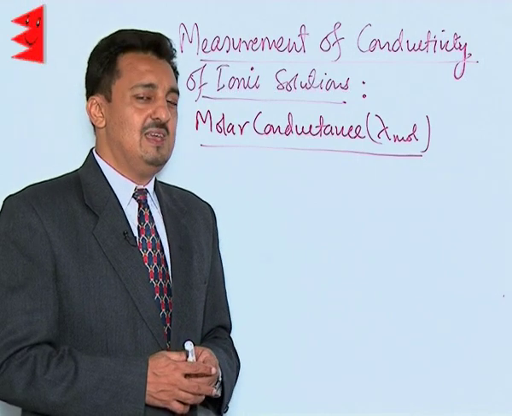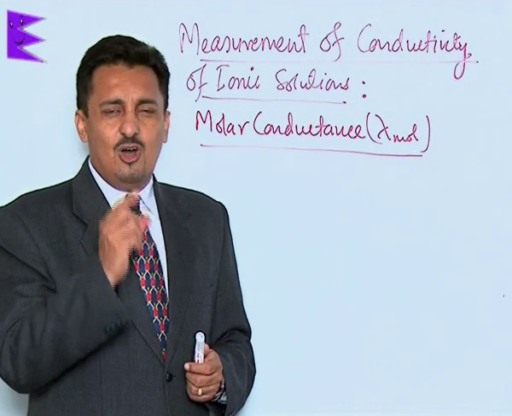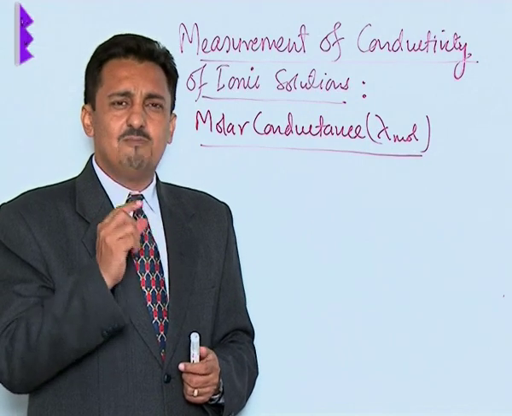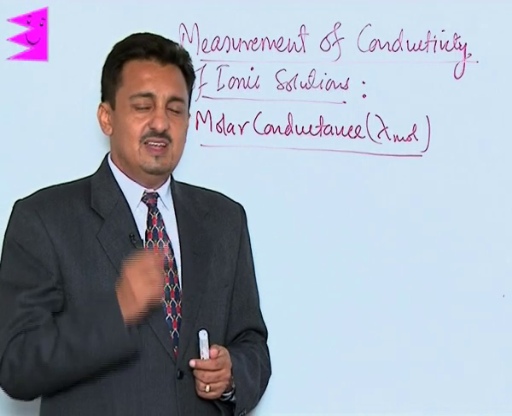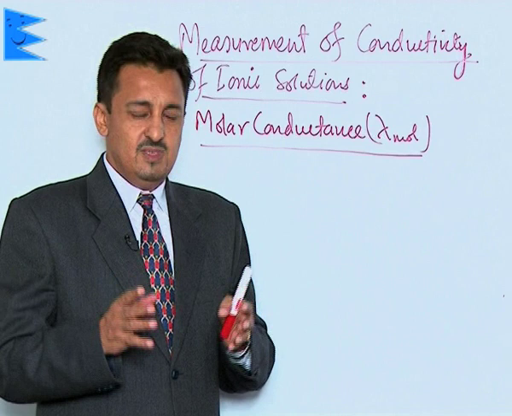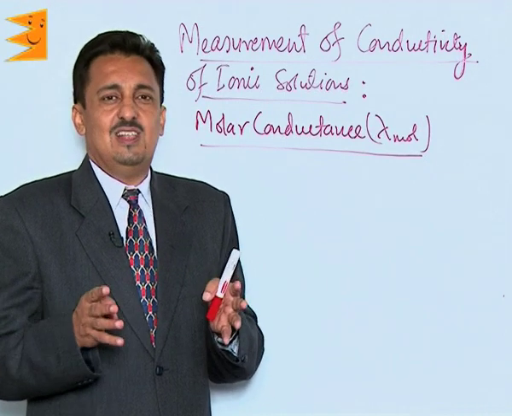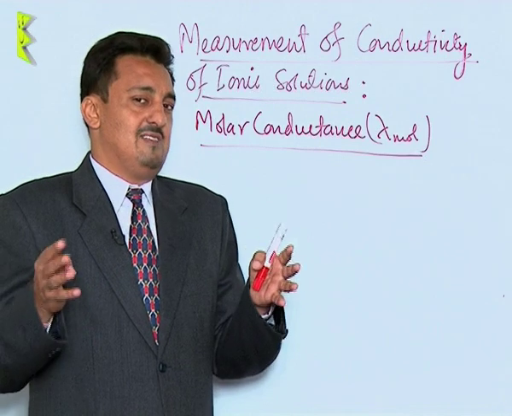So what is molar conductance? It is the conductance shown by all the ions given out by 1 mole of the electrolyte taken in V cubic centimeter volume of the electrolyte in a cell in which the distance between the electrodes is 1 centimeter and the surface area of the electrodes is such that the whole of the solution lies in between.